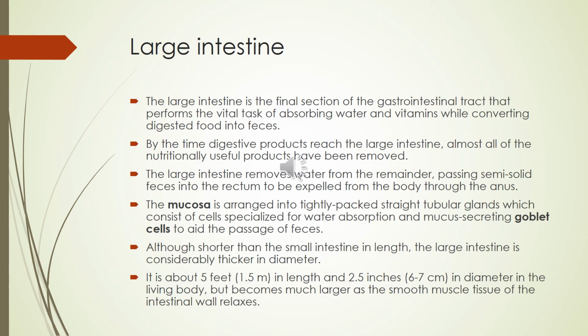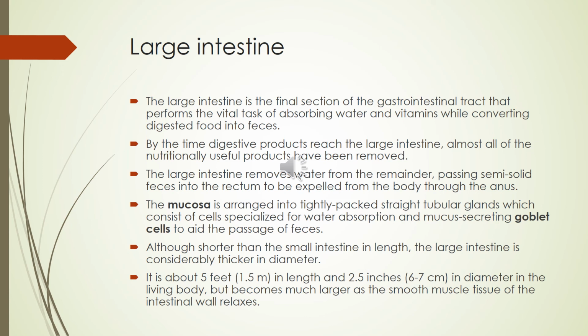Okay, so up till the last slide, food was ready to enter into the large intestine. The large intestine is the final section of the gastrointestinal tract that performs the vital task of absorbing water and vitamins while converting digested food into feces, which will definitely be taken out from the body. By the time the digestive products reach the large intestine, almost all of the nutritionally useful parts have been removed. The large intestine removes water from the remaining material, passing semi-solid feces into the rectum to be expelled from the body through the anus.